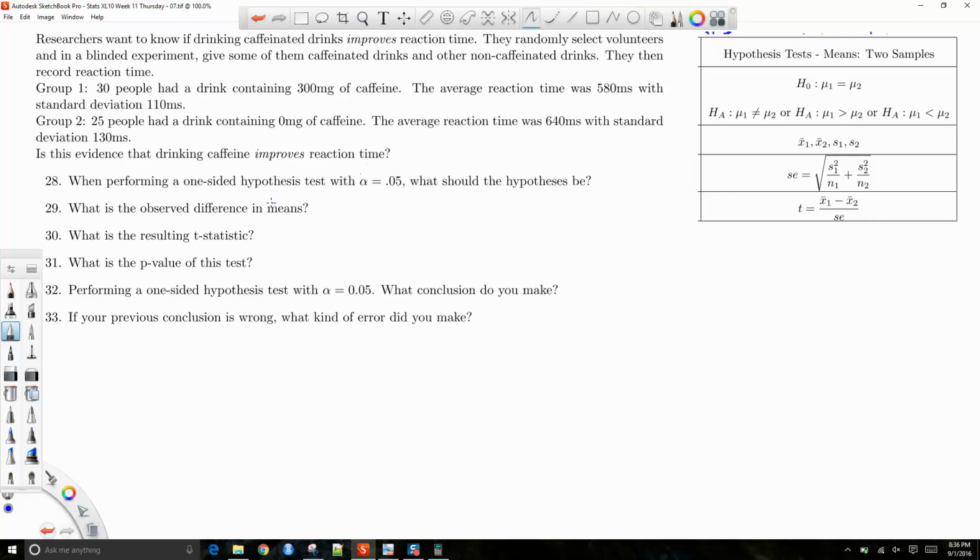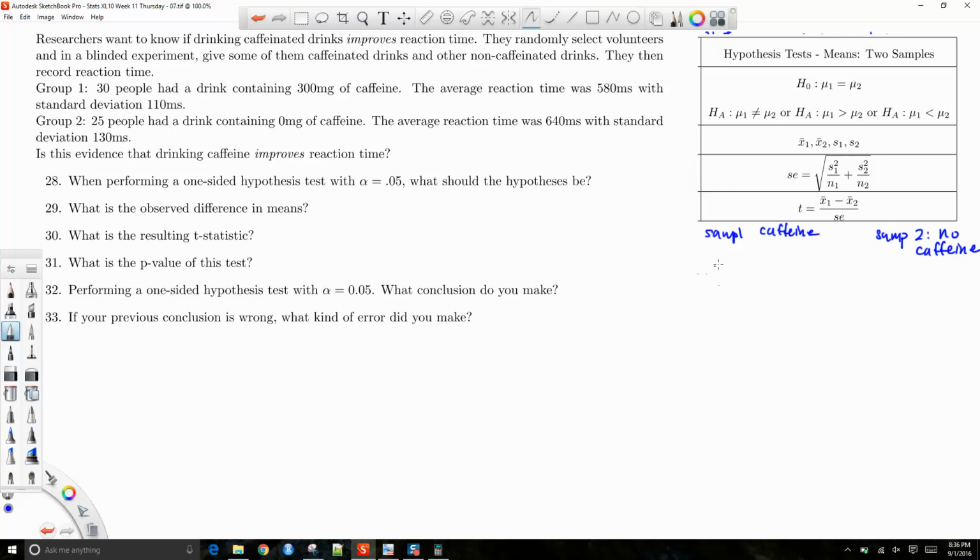All right. Okay. What should the hypotheses be? Oh wait, before we do that, let's list off the values that we have. So we have sample 1, which will be the group with caffeine, and then sample 2 will be no caffeine. All right.